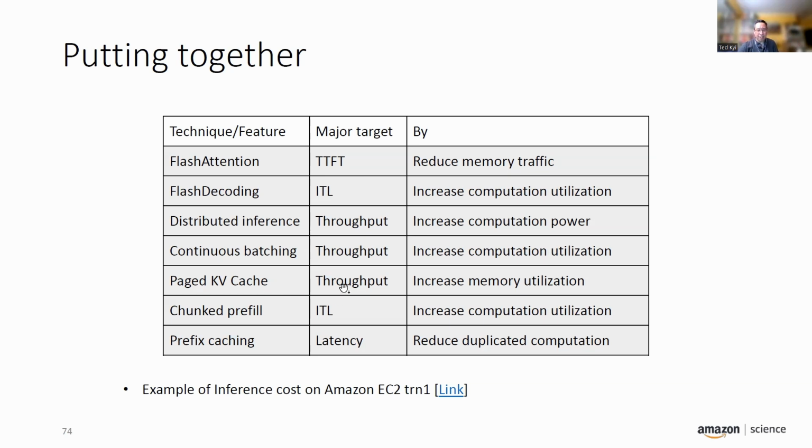Paged KV caching, I guess it helps throughput indirectly. I mean, yeah, it's basically preventing you from running out of memory and forcing people to wait until memory gets freed up. So it will help throughput through better memory utilization. Chunked prefill can actually help multiple things. It's going to help throughput. It's going to help your inter-token latency.